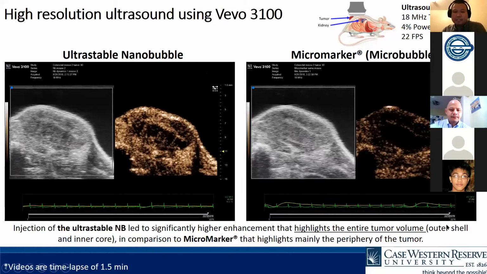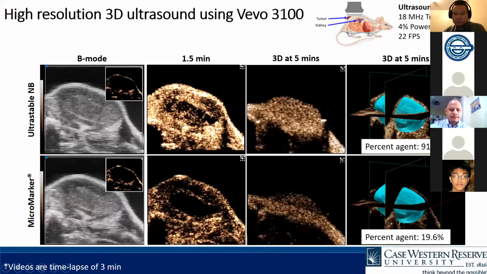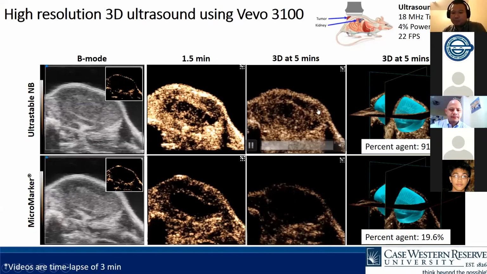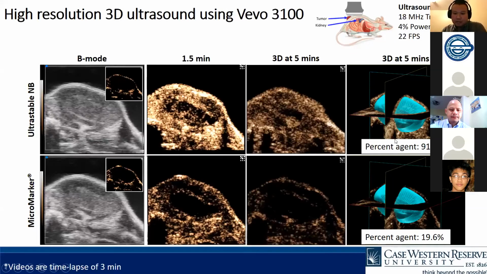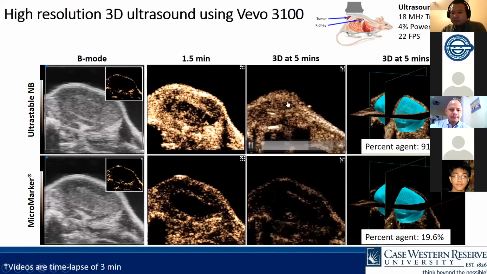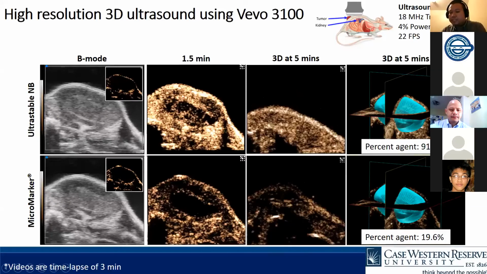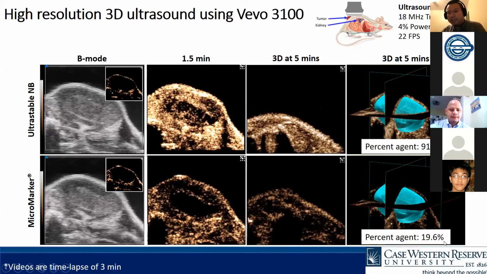After 5 minutes of imaging, we also did 3D imaging. We moved the transducer across the tumor, and we can see that even after 5 minutes, we have signal from the ultrastable nanobubble. We estimated the amount of contrast agent still active in the tumor to be 91.2% for the ultrastable nanobubble after 5 minutes. But for the microbubble, it's only about 20%.